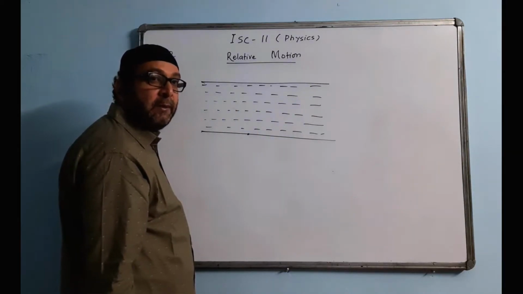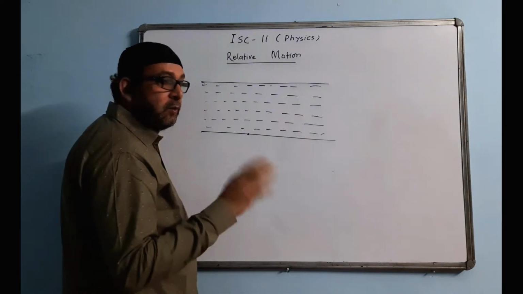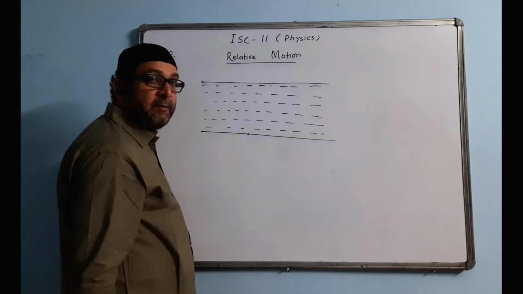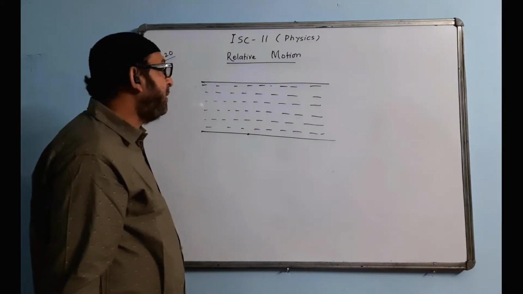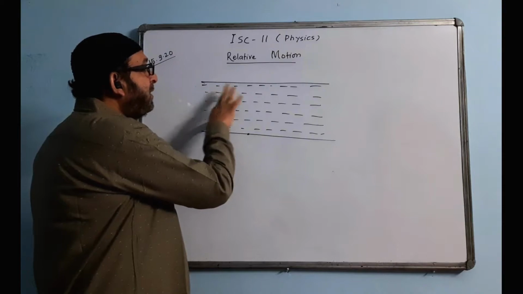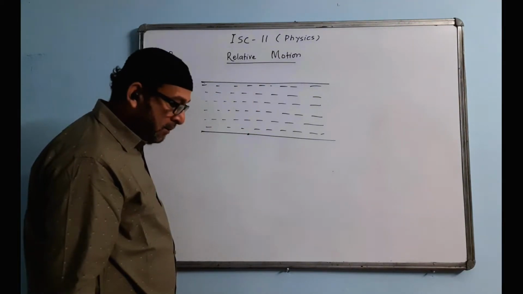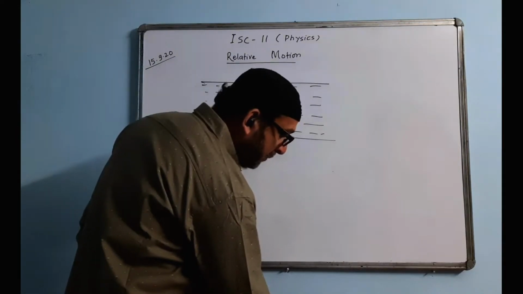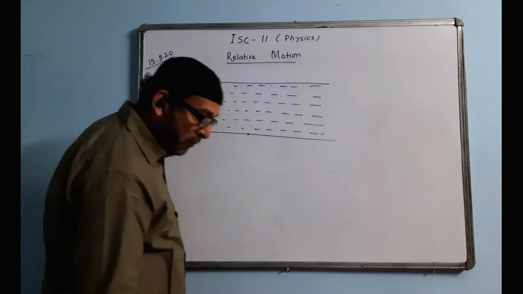Means the boat speed must be more, then only the boat will be able to travel. So we have to subtract the speed of the stream from the speed of the boat. That means if the speed of the boat is x and the speed of the stream is y, so for downstream we write x plus y and for upstream we write x minus y. So on the basis of that we have a question. Then I'll discuss another case of the river flow.